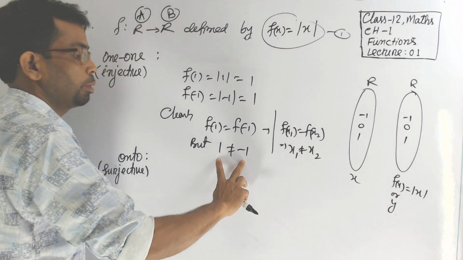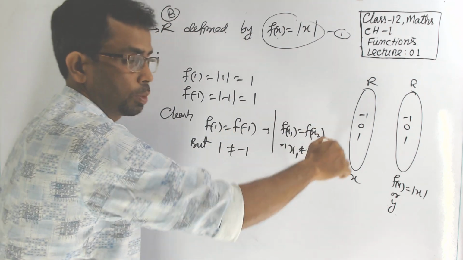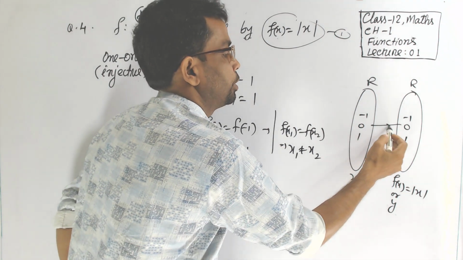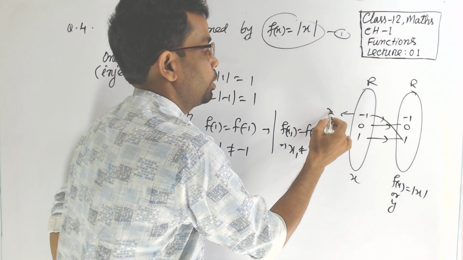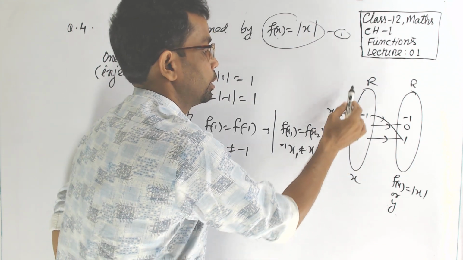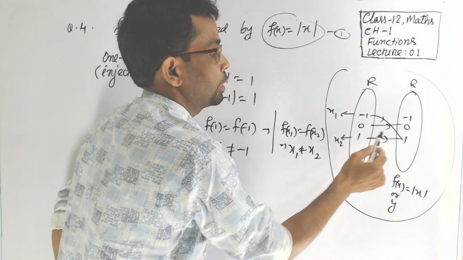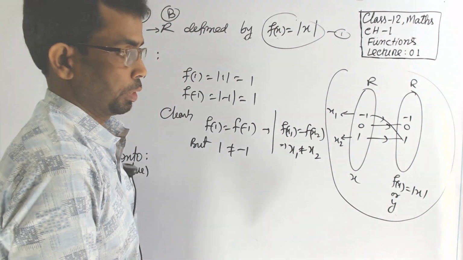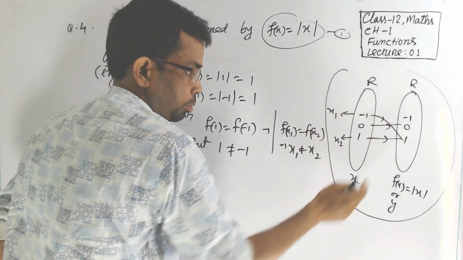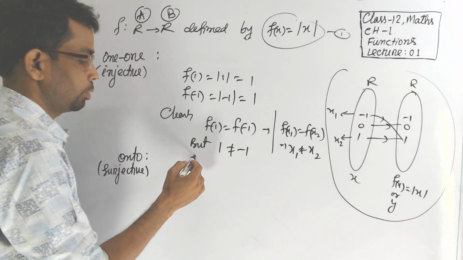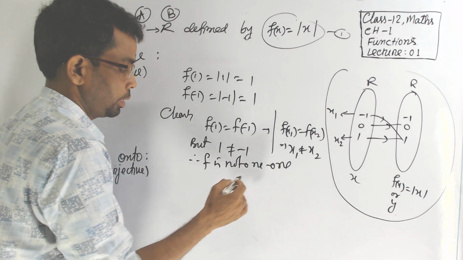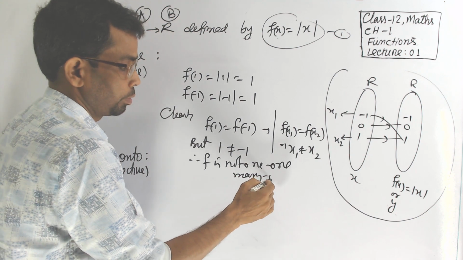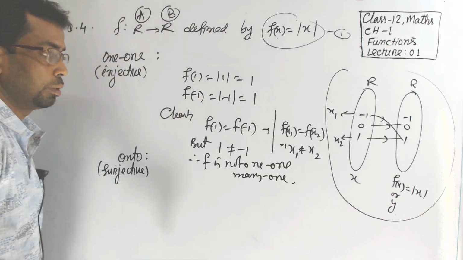That means two different numbers having the same image. We can understand through this diagram. Modulus of 0 is 0, modulus of 1 is 1, modulus of minus 1 is also 1. So these two values, x1 and x2, two different numbers, have the same image 1 under the function. So when two different numbers have the same image, the function is not 1-1. Therefore f is not 1-1, it is representing a many-one function.